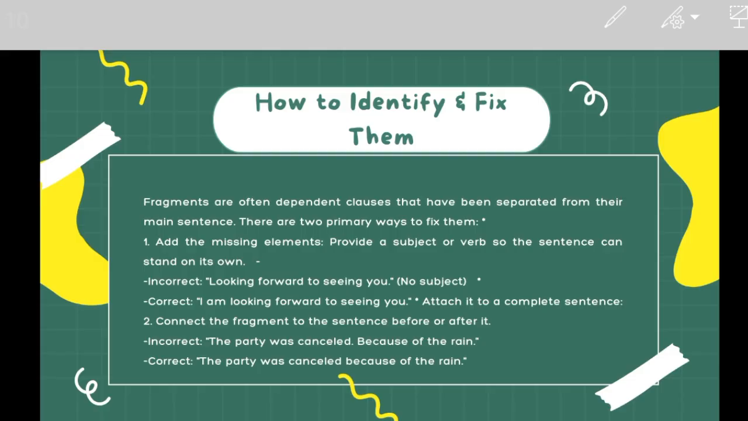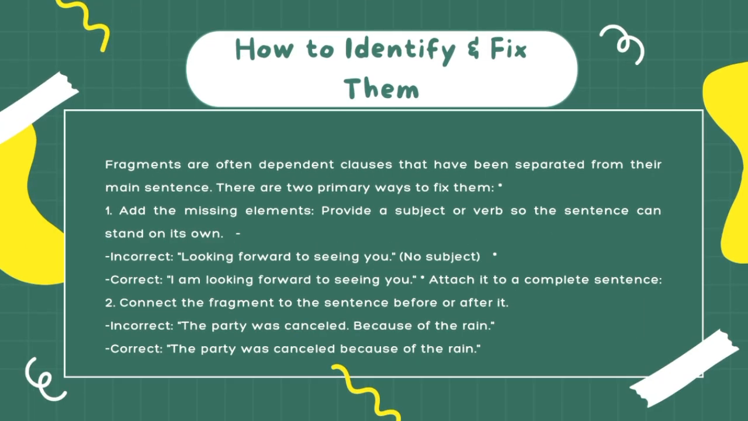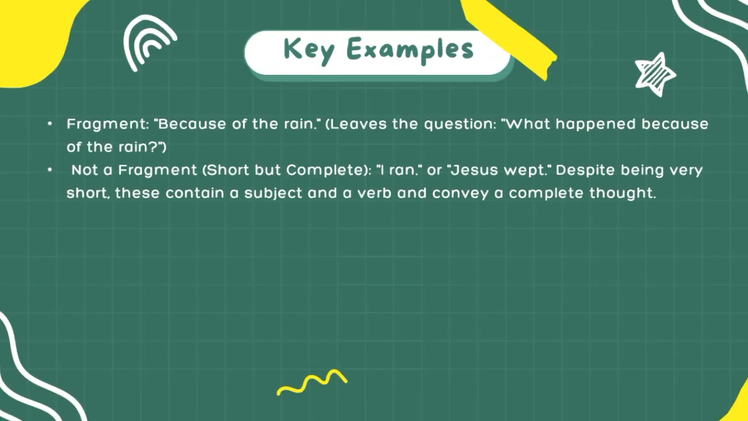The second way: connect the fragment to the sentence before or after it. Example: incorrect, "The party was cancelled. Because of the rain." Correct: "The party was cancelled because of the rain." Key example: the fragment "because of the rain" leaves the question: what happened because of the rain? Not a fragment: short but complete. "I ran." or "Jesus wept." Despite being very short, these contain a subject and a verb and convey a complete thought.